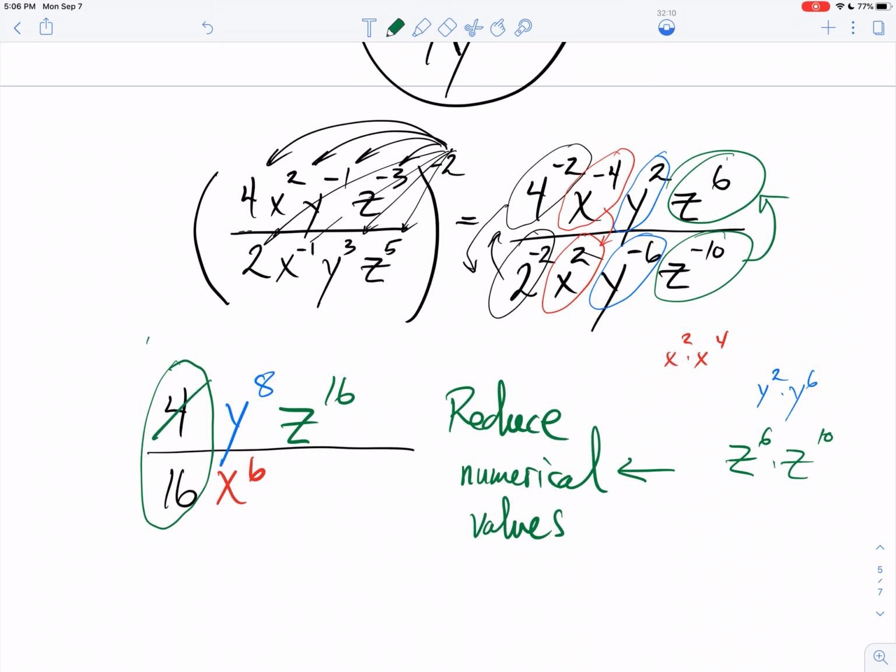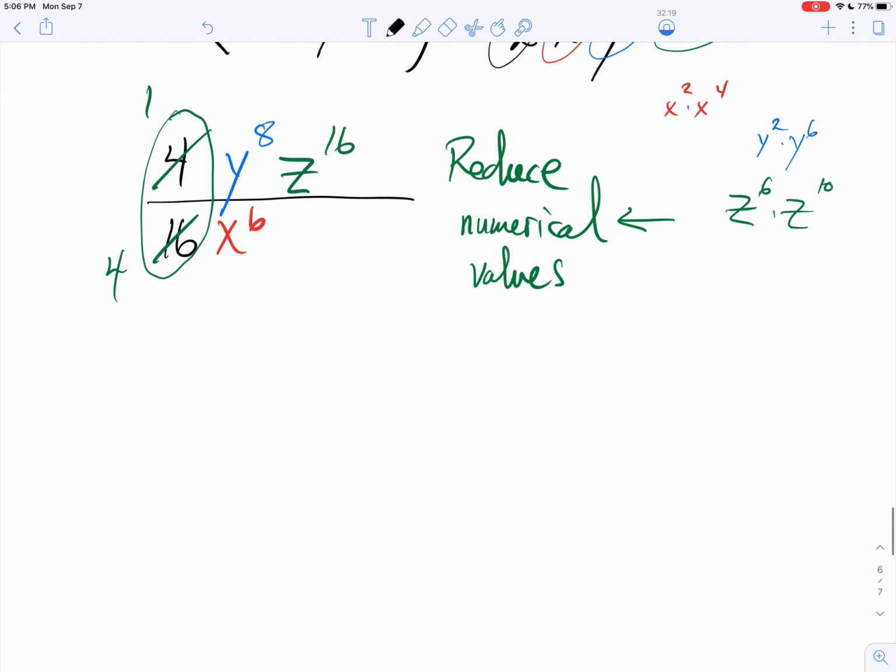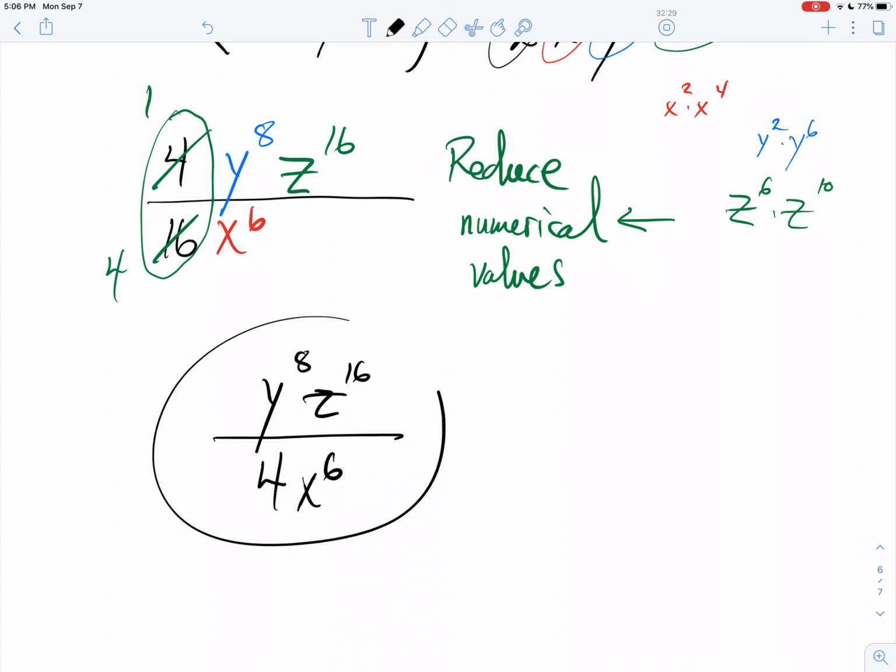4 goes into it once. 4 goes into that 4 times. Now I've got a final answer, and it's beautiful. This is a beautiful final answer. I have y to the 8th, z to the 16th, the whole thing over 4x to the sixth, and that's a great answer. Me gusta mucho.